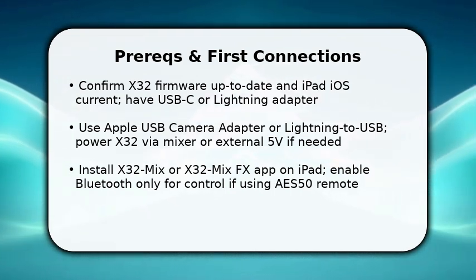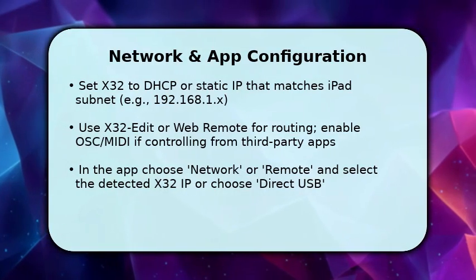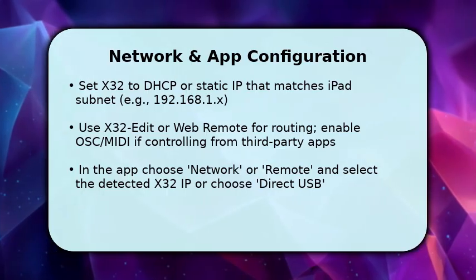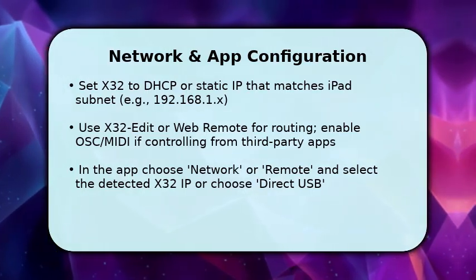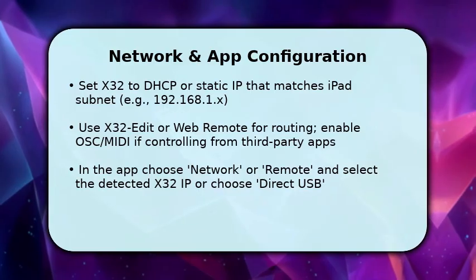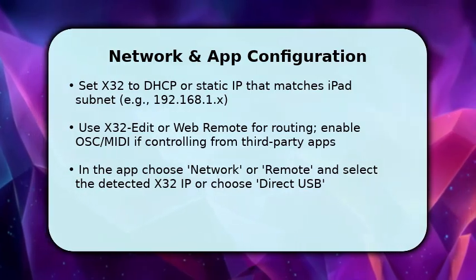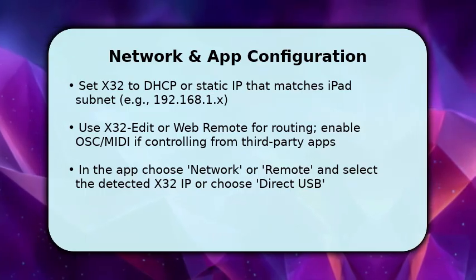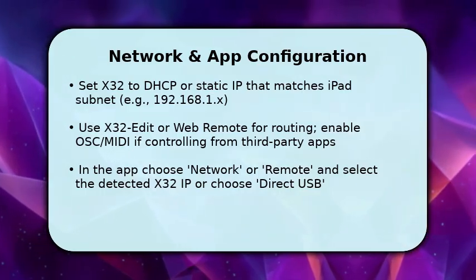Now configure the network and routing so audio and control data flow correctly. On the X32, choose DHCP for automatic addressing or assign a static IP in the same subnet as the iPad. Make sure net masks match. Then open the app and pick the mixer from the network/remote list or select direct USB for a cable connection.